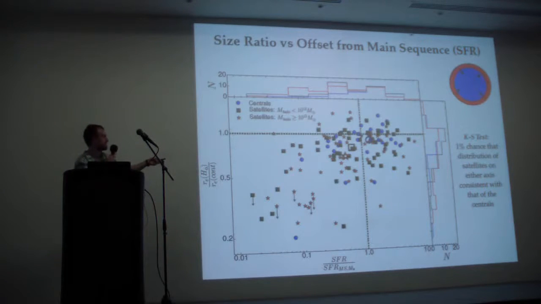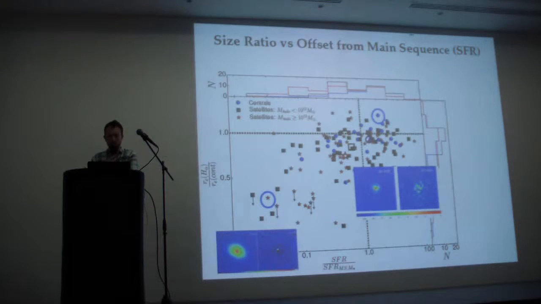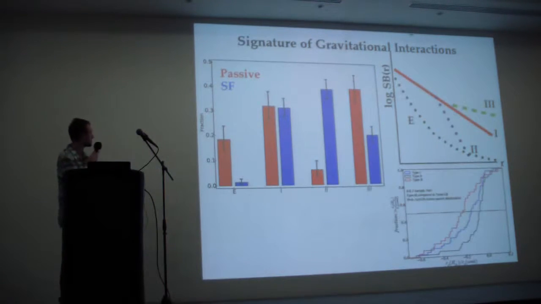We don't have the sensitivity, we don't have the sample to do this for central galaxies. So move on, these are typical examples. One more thing from Haggis.